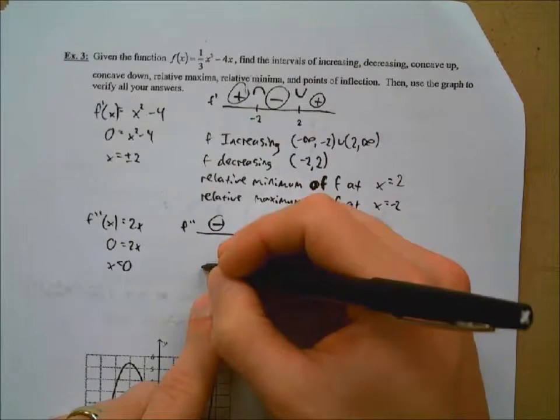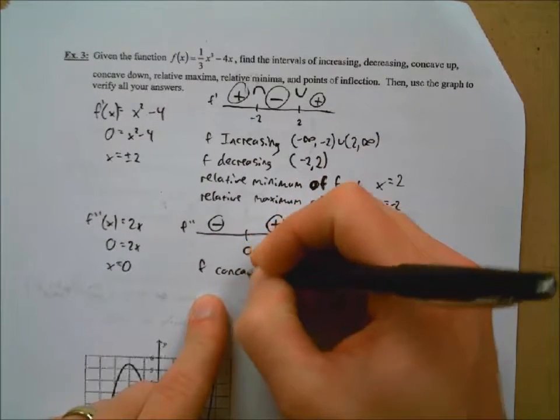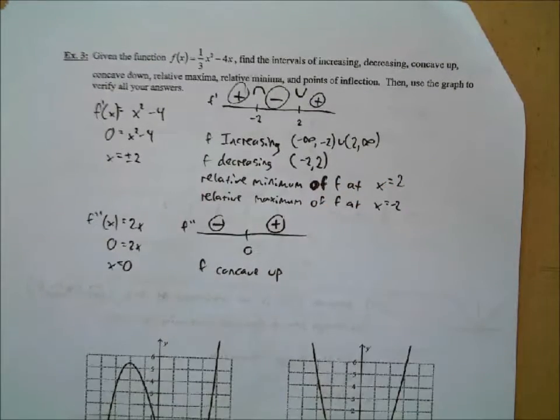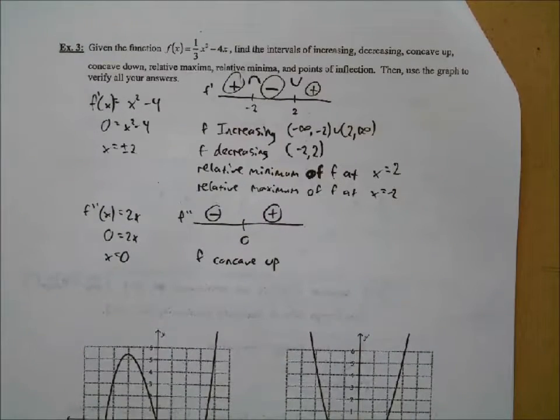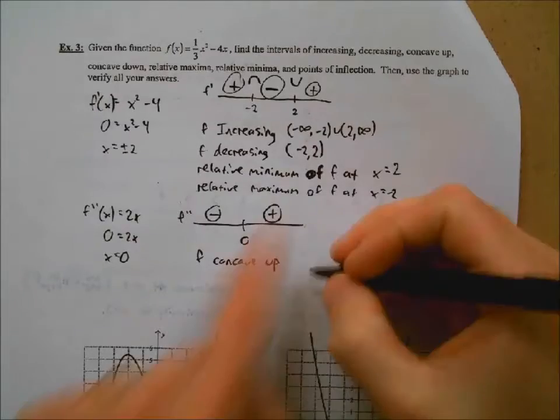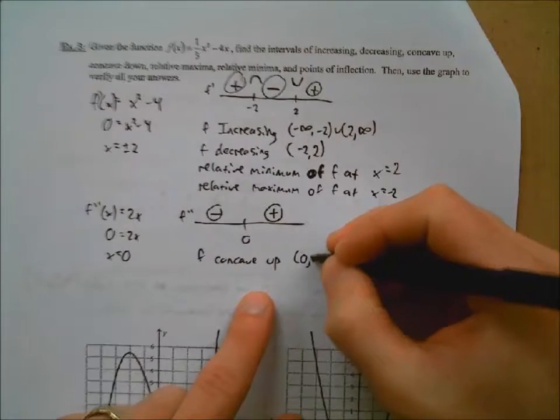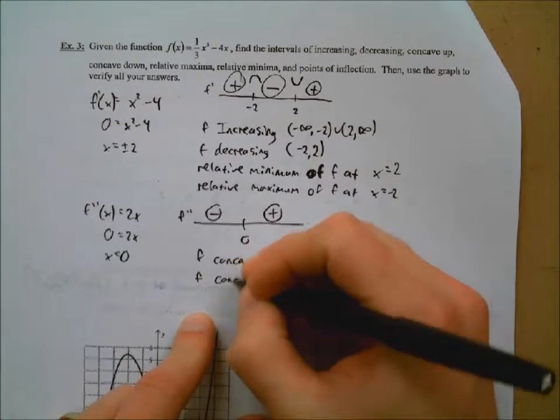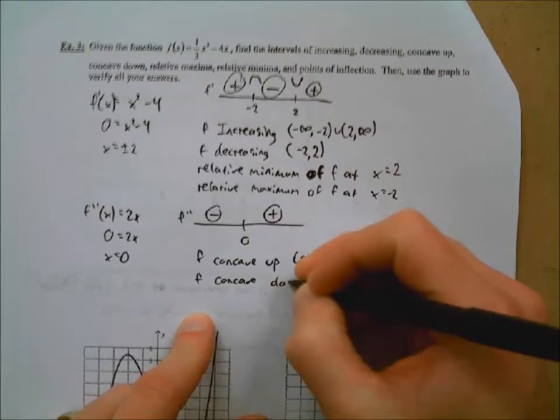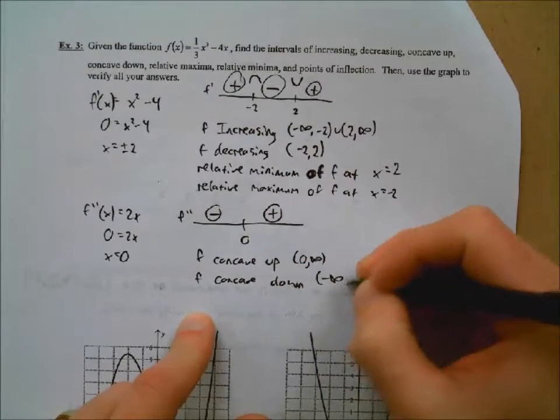So f is concave up. f is concave up when f prime prime is positive. So in this case, it is 0 to infinity. And f is concave down, like a frown, from negative infinity to 0 when that second derivative is negative.